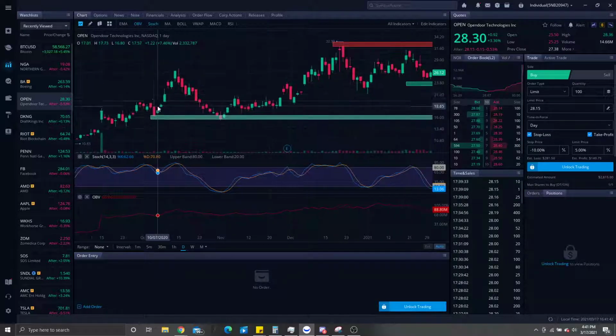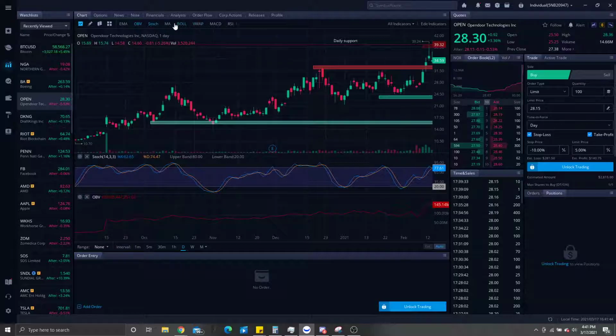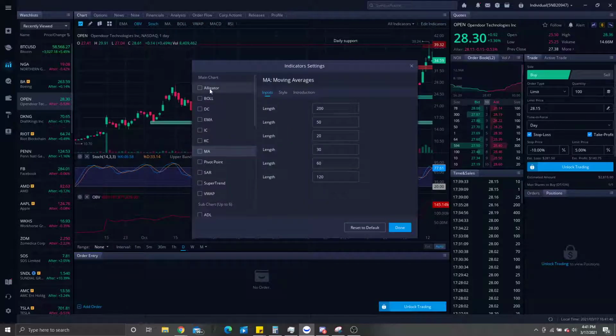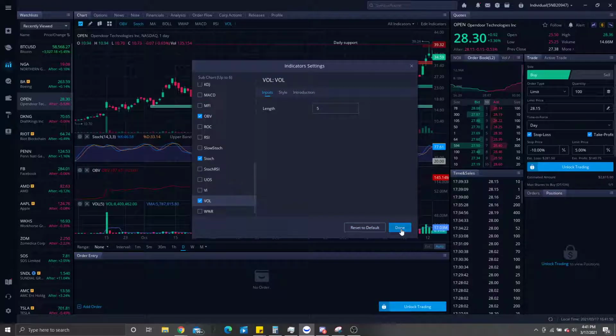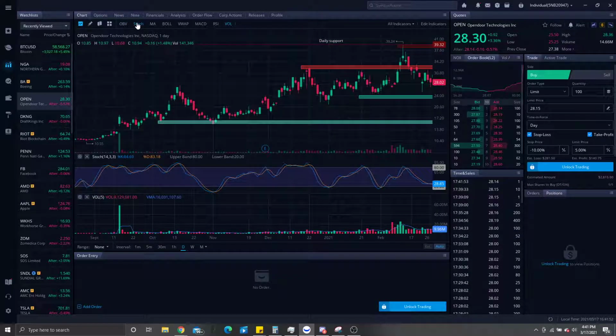So it's so hard to tell on Webull. Let me see if I can find a volume indicator actually. There's one. Let's use the volume indicator and get all this other stuff off of here.